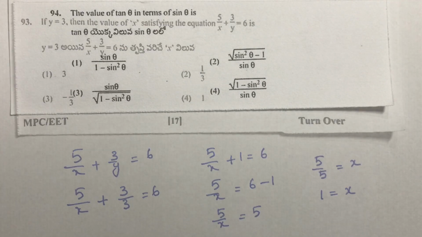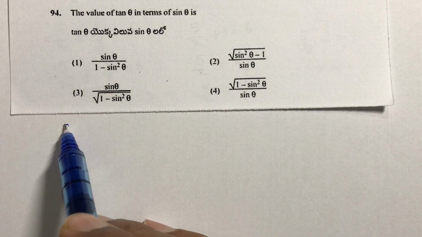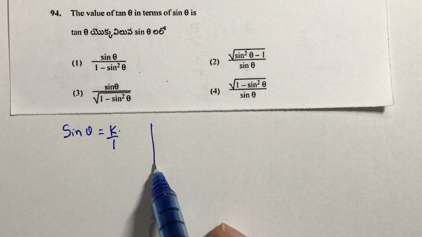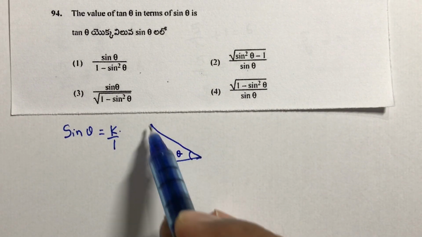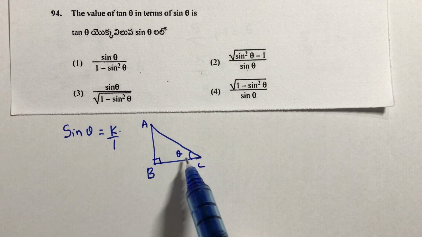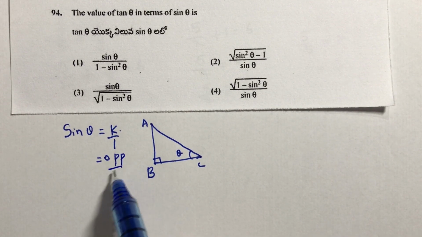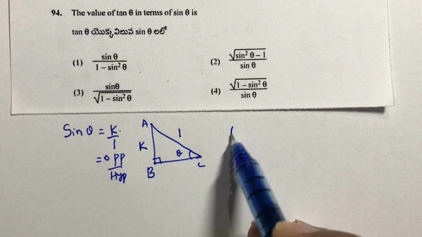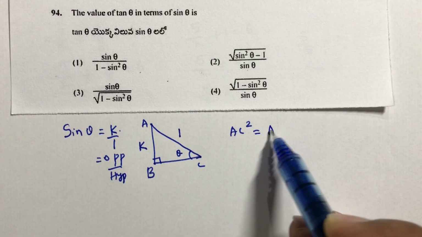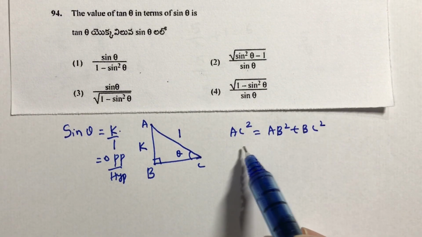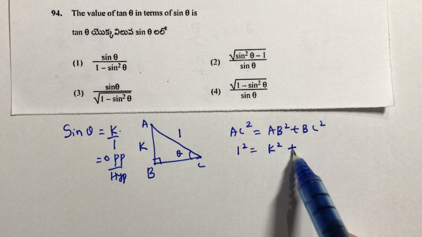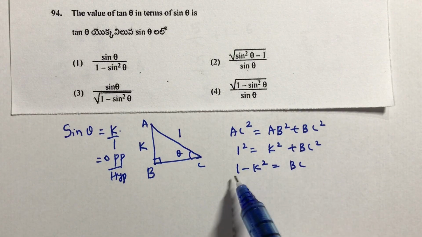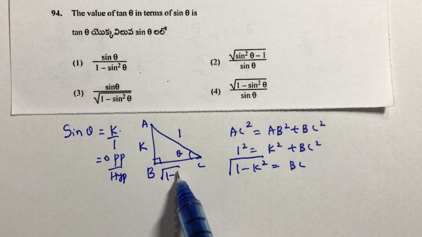So the correct option is 2. The value of tan theta in terms of sin theta. So I need the answer in terms of sin theta. So sin theta, you consider it as k, and write k by 1. Take a right angle triangle, take theta here, A, B, C. Sin theta is opposite by hypotenuse. So opposite is k, hypotenuse is 1. So if I apply Pythagoras theorem, AC square equals AB square plus BC square. So 1 square equals k square plus BC square. So 1 minus k square is BC square. So BC value will be under root 1 minus k square.